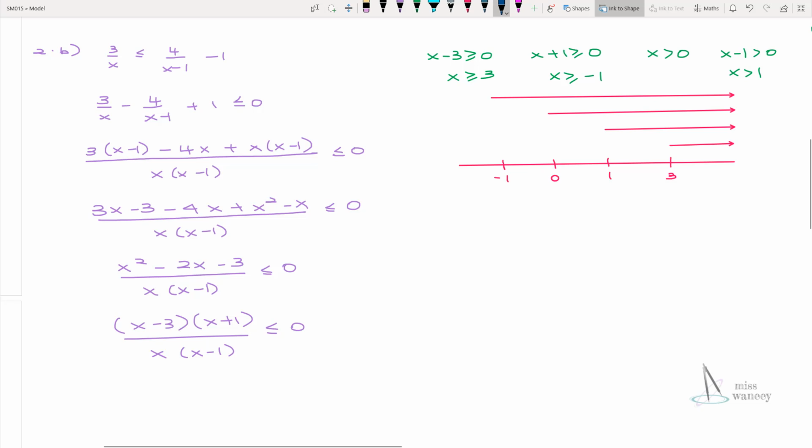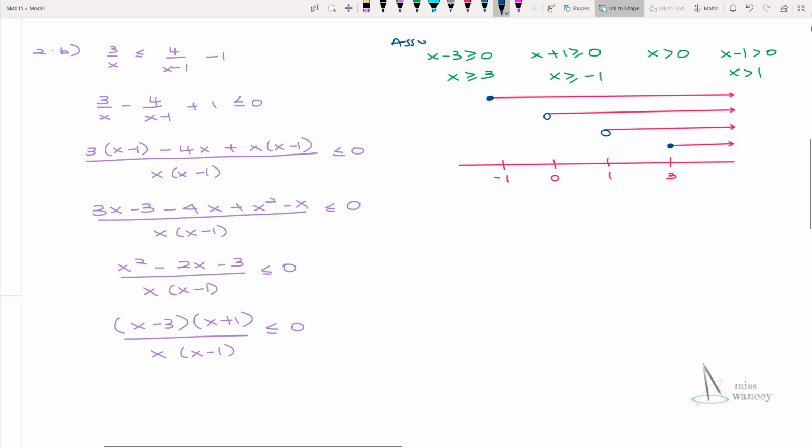Okay, so now let us write down the sign then. Oh, before that, we need to refer to the circle. So at 3, this is greater than or equal, so a dense circle. Greater than or equal to negative 1 as well, so a dense circle. This one must be open, this is also open.